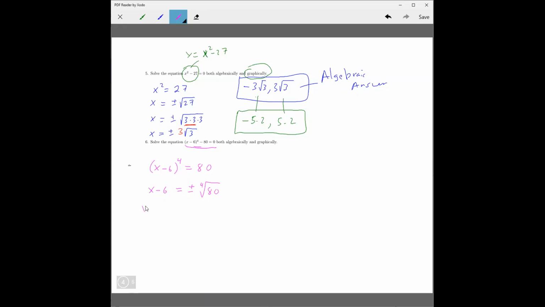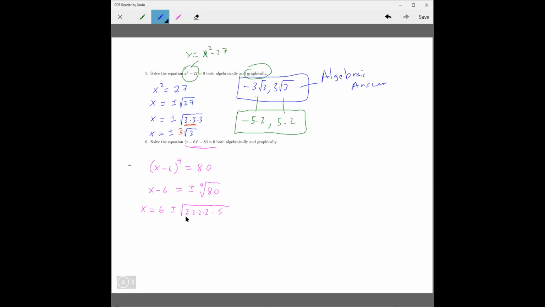Okay, and then I'm going to take the 6 over to the other side, so I've got 6 plus or minus the root of, and then this 80, I'm going to split it up. So you know that 80 is 16 times 5, right? 16 times 5. So that means 16 is 2 times 2 times 2 times 2, 2 to the 4th power, like that.